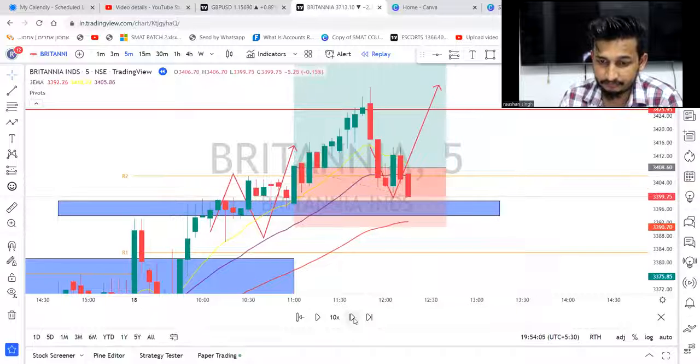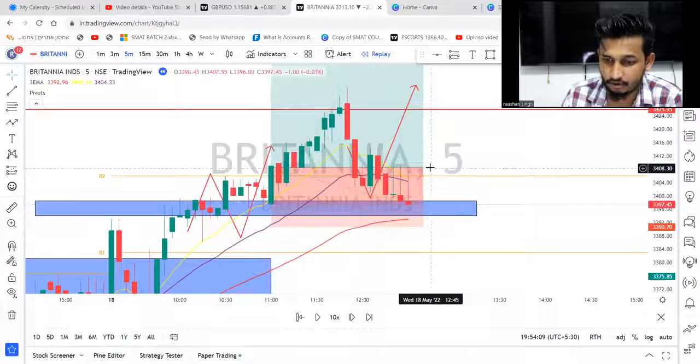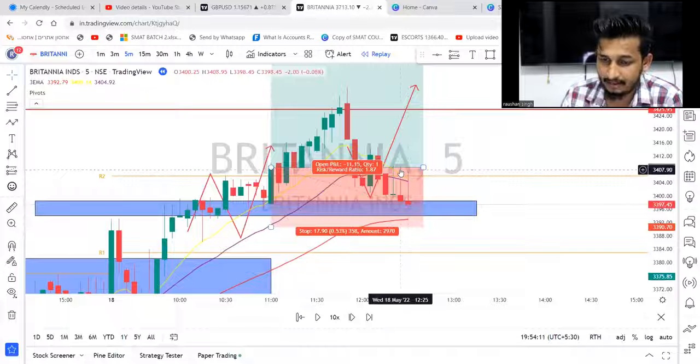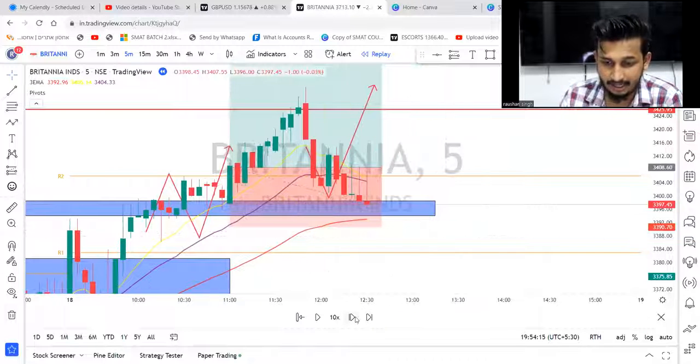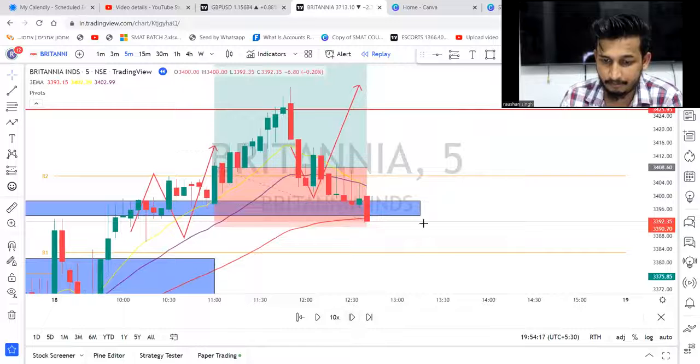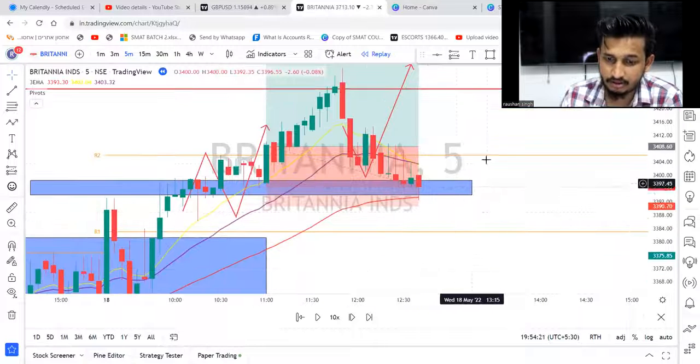Still, I just hope it does not go in range. I'll prefer to exit at cost to cost, maybe at around some profit. Around cost to cost, I'll exit the remaining quantity. Okay. And I won't really take it up to the stop loss. So it was a better decision for me to exit at cost to cost.